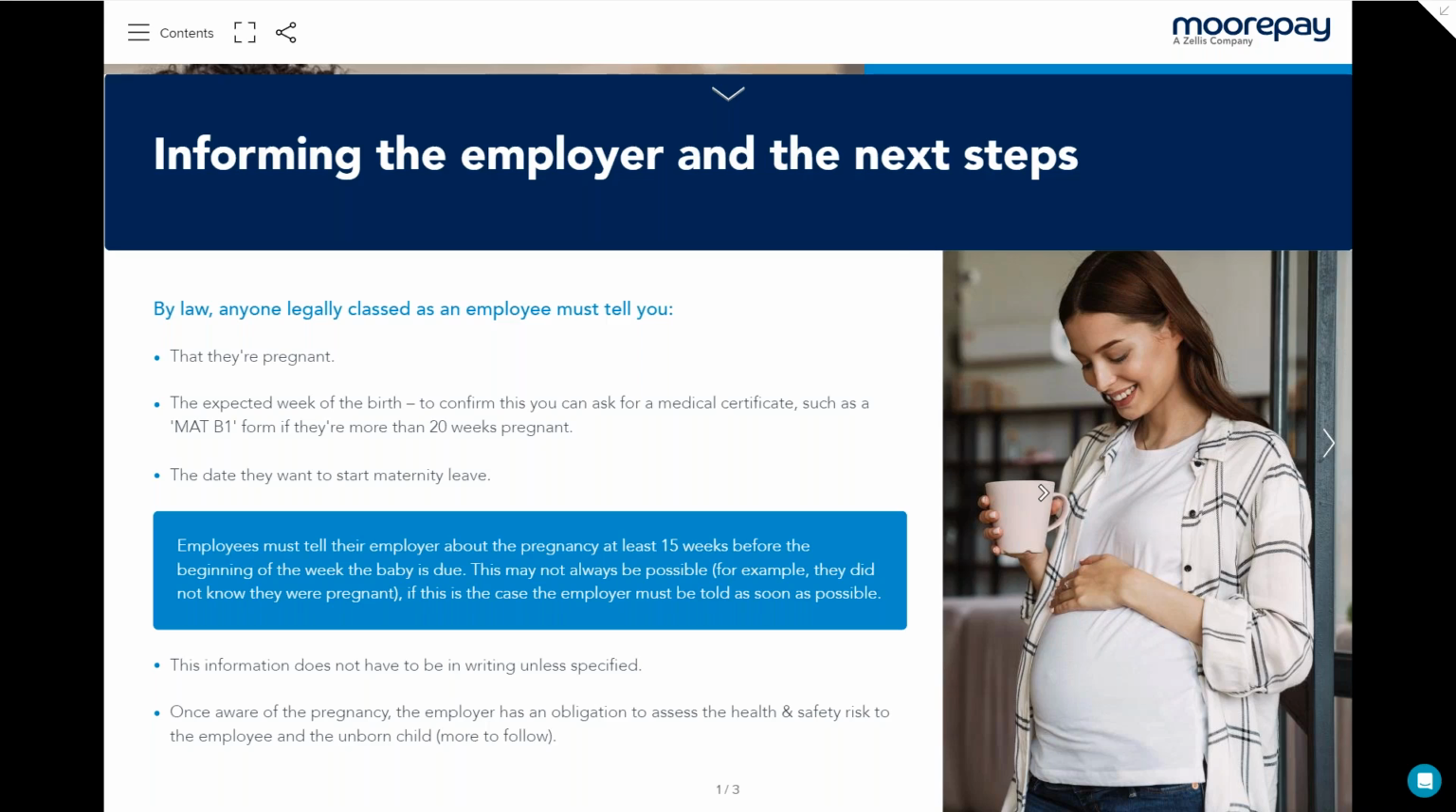Okay, so once we're aware of the pregnancy, the employer has an obligation to do a health and safety risk assessment, and that's to protect the mother and the unborn child. So that's expected to be done as soon as we reasonably know she's pregnant. Some people will tell us quite early on because maybe they're in a high-risk job. Some people might not want to do it until after the first week scan, and maybe the job is more of a desk-based, lower-risk job. Depends on what type of environment you work in. If you're not quite sure, just give us a ring on the advice line and we'll go through it in more detail.